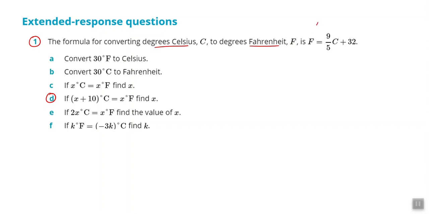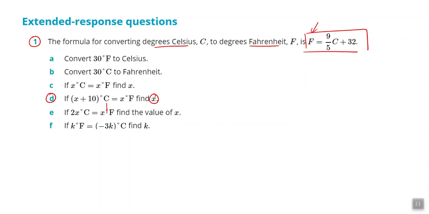Now Fahrenheit's a temperature measure used in the US, while Celsius is what we're familiar with in the Australian system. Okay, so we've got x plus 10 degrees Celsius equals x degrees Fahrenheit, and we want to find x. Now, I would normally solve this equation normally, which would be pretty simple.